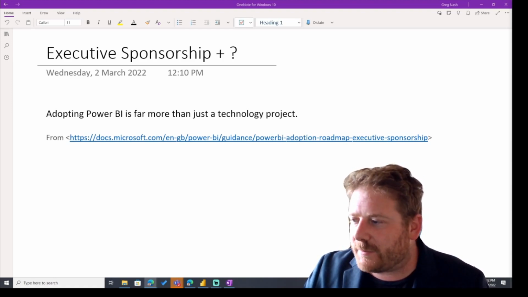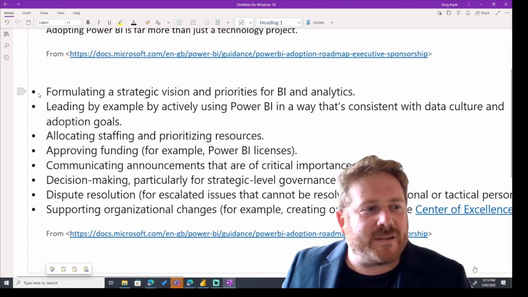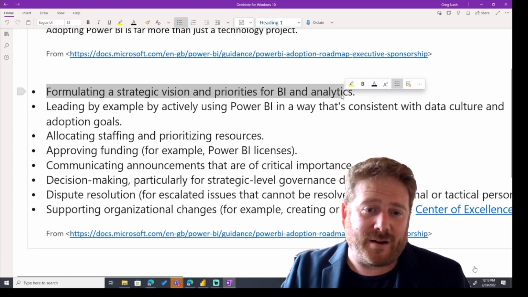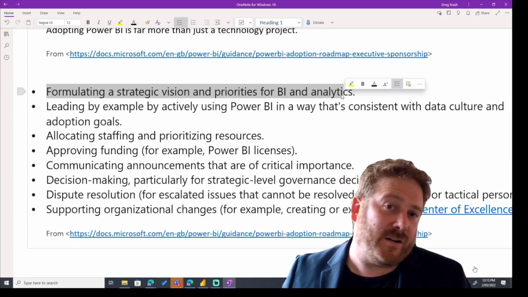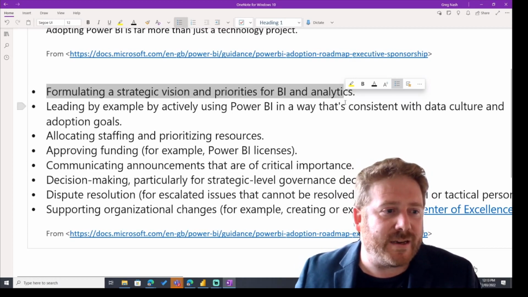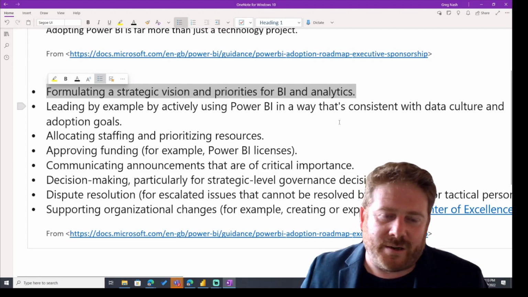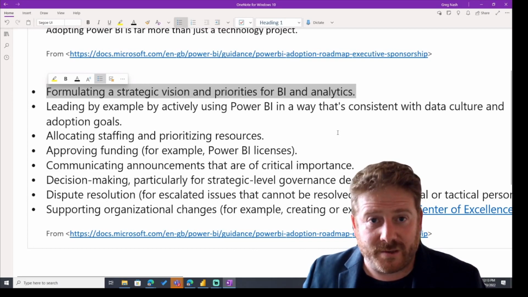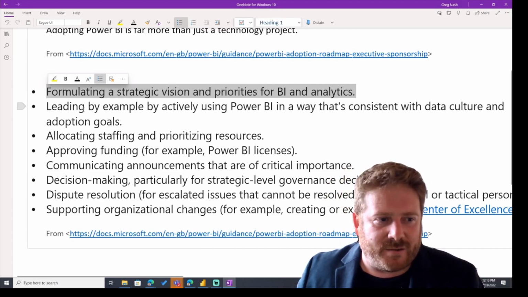And so what does your executive sponsor help you with? Well, here's a list. The first thing is obviously formulating a strategic vision and priorities for not just Power BI as a tool, but how we handle data, BI, and analytics. You often have a chief data officer in larger organizations these days. In a lot of ways, you'll have chief technology or chief information officers responsible for strategy in this space, and you need them on board so that you know what the strategy is.